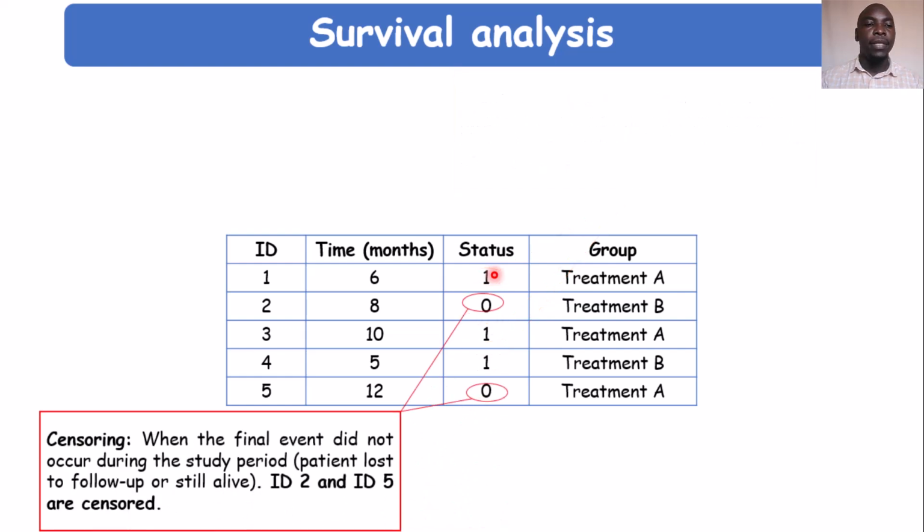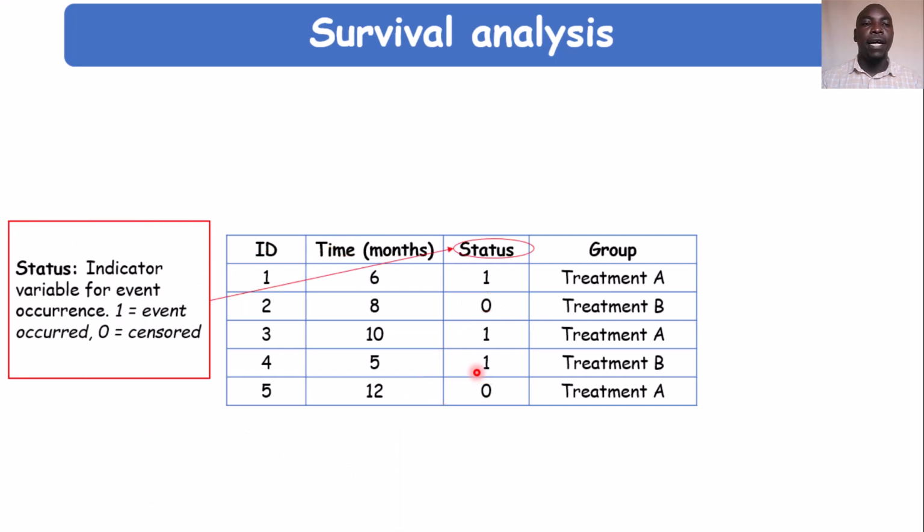Another key term is called censoring. When the final event did not occur during the study period, or probably the patient was lost to follow-up, or the study ended but the person is still alive, that is called censoring. When we look at our data, person number 2 and number 5, they were censored. The event didn't occur during that study period. We also have the status indicator. We've already looked at it. 1 indicates the event has occurred, and 0 indicates the event has not occurred.